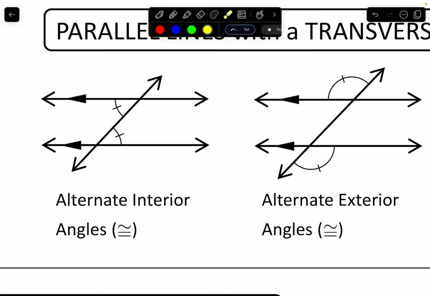So alternate angles are congruent. This angle and this angle are congruent to each other. That also means that this angle on this side and this angle on this side are congruent because they're on alternate sides, on the interior of the parallel lines.